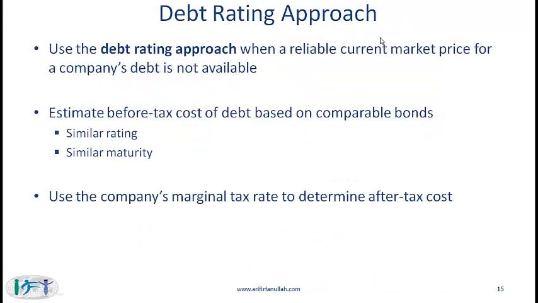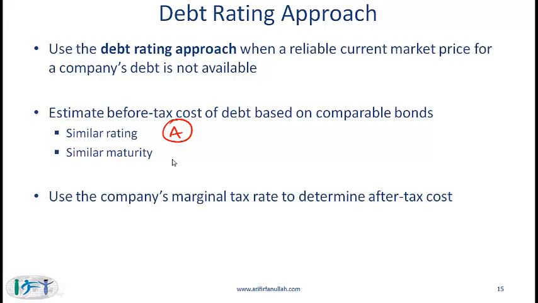Debt rating approach. Use the debt rating approach when a reliable current market price for a company's debt is not available. And here is how you do this. First, estimate the before tax cost of debt based on comparable bonds. So you look at the bond market, you find a bond which has the same rating as the bond issued by your company. Let's say that the bond issued by your company has a rating of A. You find other bonds with that rating.